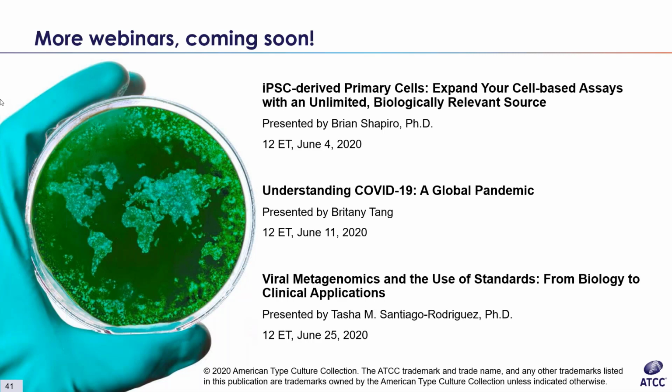That's correct. Yeah, good add-on to that. We generally recommend that every 10 passages or so, you should think about authenticating your cells. That authentication could be via STR profiling, human STR profiling if it's a human cell line, mouse STR profiling if it's a mouse cell line, or we're looking for mycoplasma contamination as well.